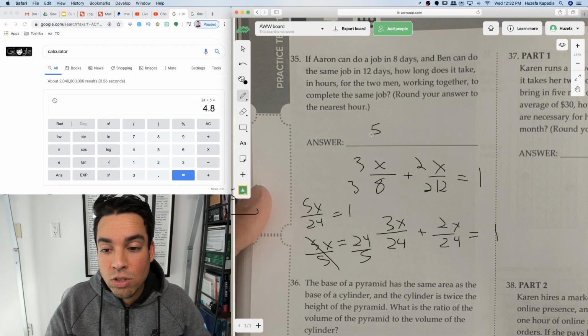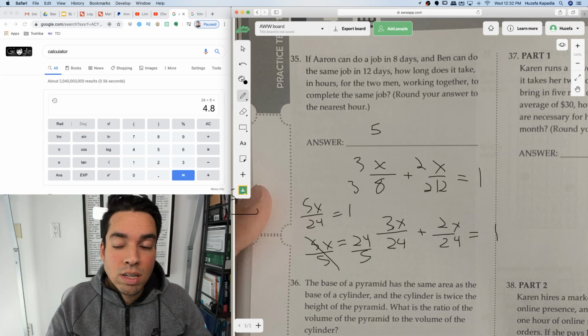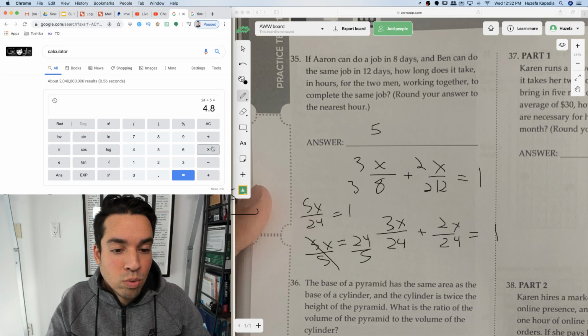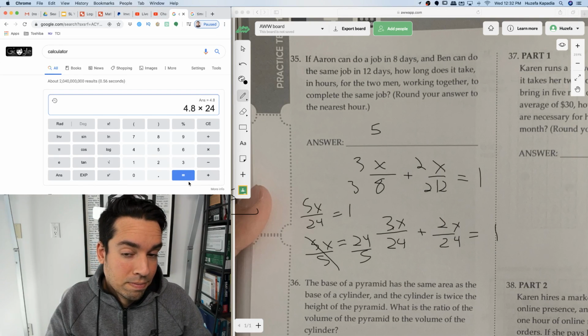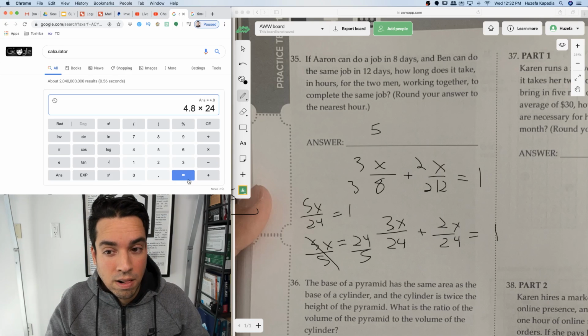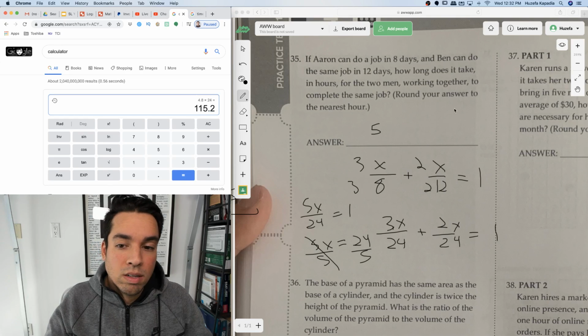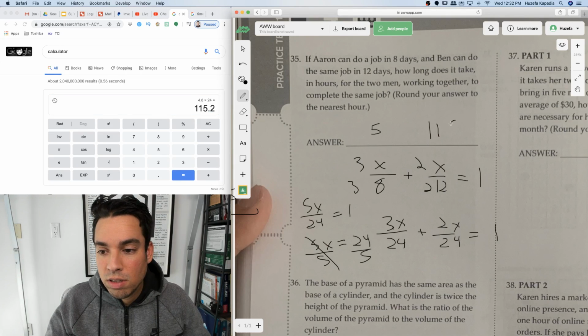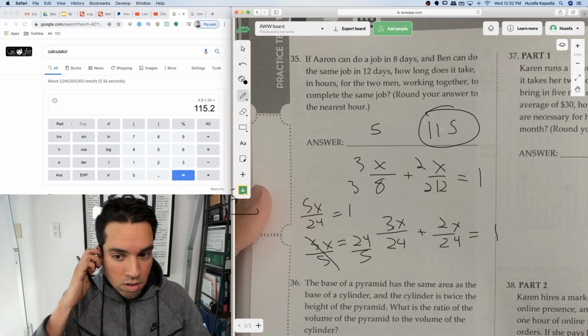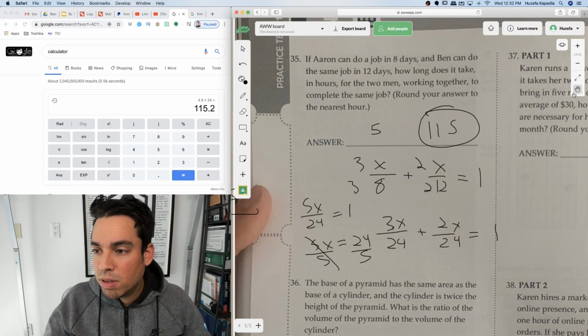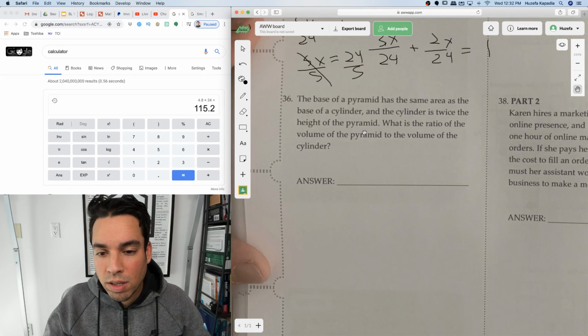I'm going to put down both answers and we'll see. So 5 would be the hours. If they're saying days, I do 4.8 times 24, right? Because it's 4.8 days. So what, 115 hours? Doesn't make any sense. But I got the 5 there, I just want to keep it there just so we can see if they had a typo.